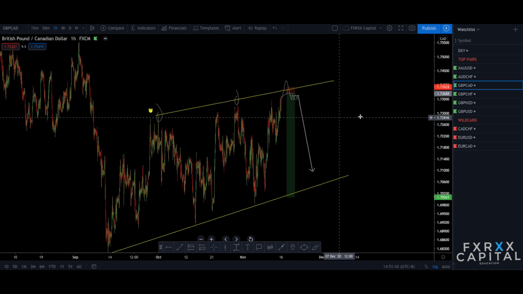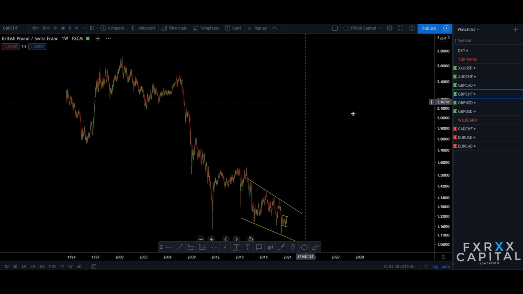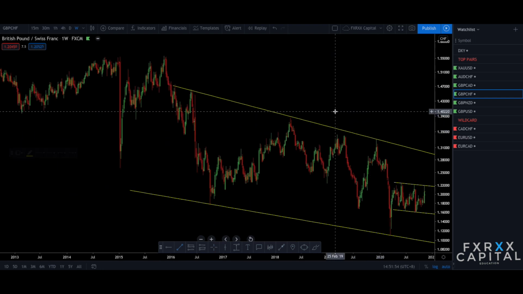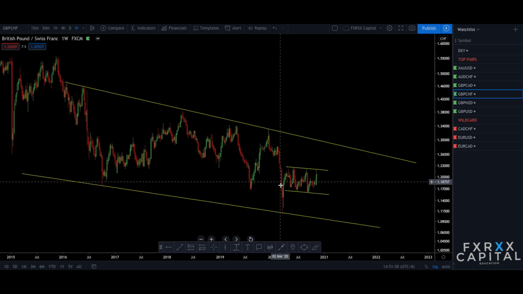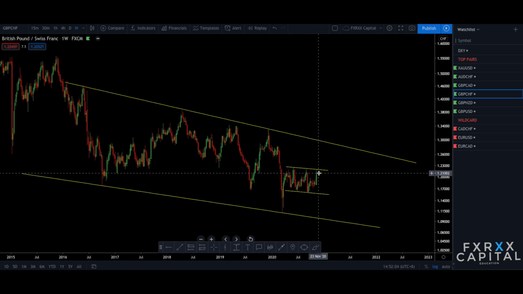Next we move to the next pair, which is British Pound Swiss Franc. In the high time frame, you can see price is in the middle of the structure, impulse downside, momentum to the upside again, and we are at the degree of correction.